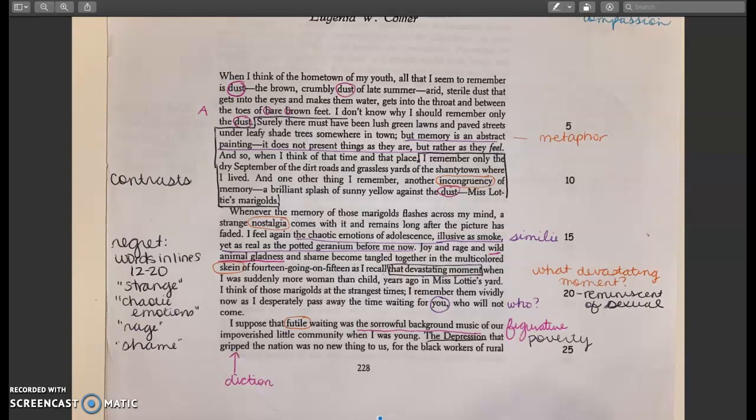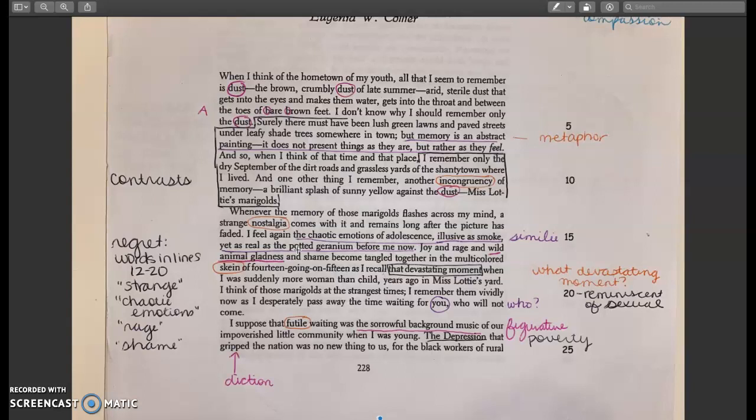If we remember metaphor from high school, it's comparing two things in a not so obvious, explicit way, which is a little different from a simile, which you'll notice in paragraph 2. In line 5 here, we have a simile, also comparing two things, but a simile uses the word like or as, and in this case, we have the word as. In that sentence, she says, I feel again the chaotic emotions of adolescence, elusive as smoke, yet as real as the potted geranium before me now. You're going to see time and again that she comes back to this really beautiful language to describe these memories from her childhood.